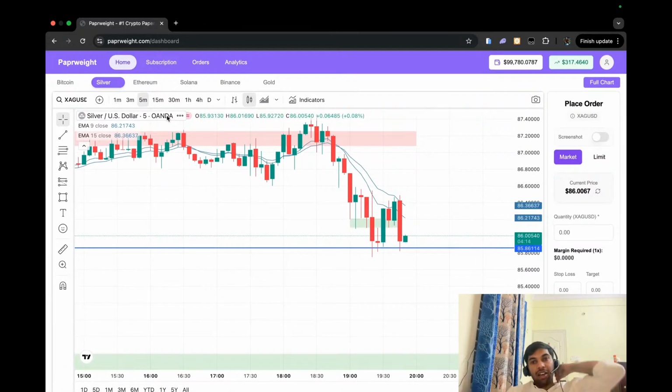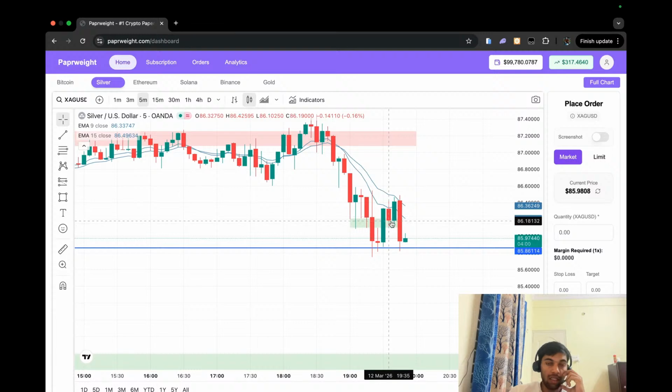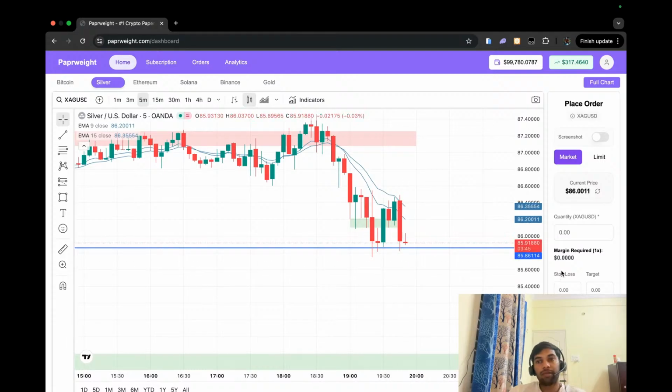So silver, see, in silver our probability is also good because this is the selling area. This is the EMA rejection, and this is the selling zone. That's why we jumped in after this candle, but it took support from this area and stopped us out again. Then it made a big red candle here. Now it is taking support again.